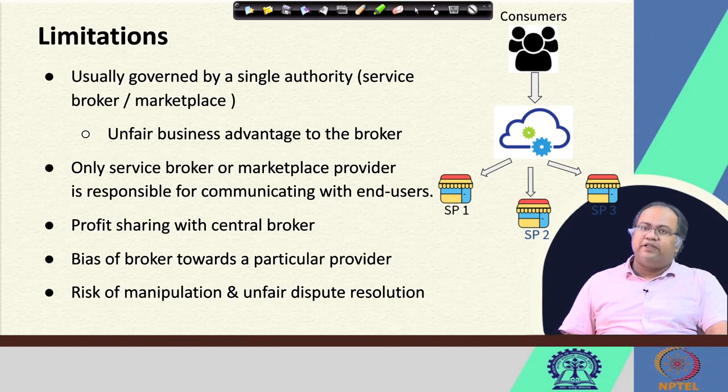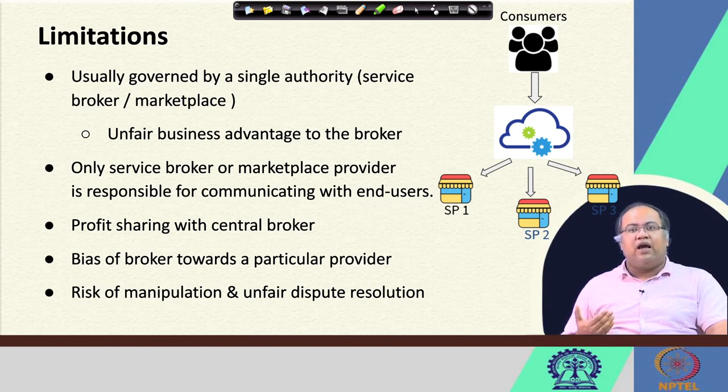Now, the limitations of this centralized architecture are as follows. Usually they are governed by a single authority like a service broker or a marketplace. Whenever you have a single authority, you can have an unfair business advantage for the broker. For example, various recent studies highlight such unfairness and biases in platforms like Amazon, which possibly knowingly or unknowingly give bias to certain sellers.